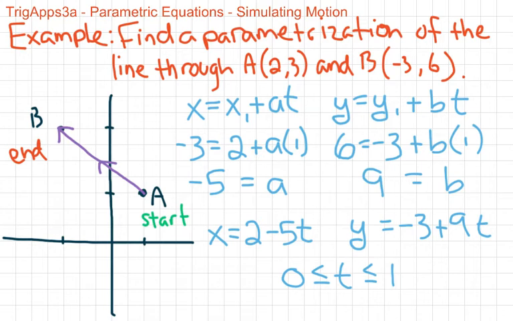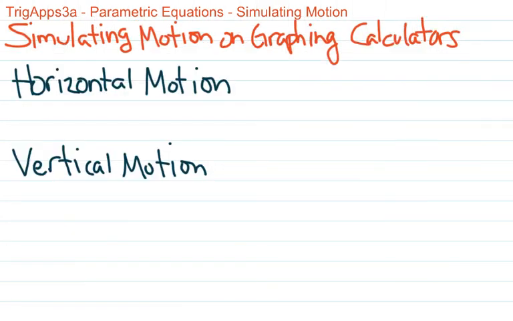But in the last video that we studied, we basically did the other thing. We took the two equations and went the other way and eliminated the parameter. Now the next thing, we're going to transition into simulating motion on the graphing calculator and how to actually do that by hand. And there are two different ways to do that.